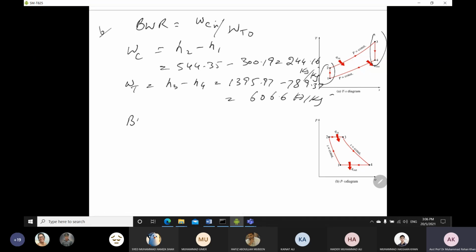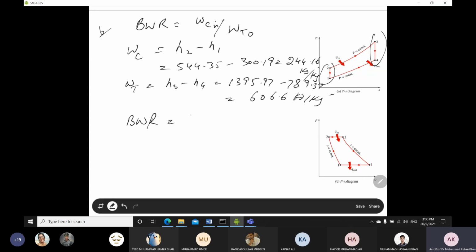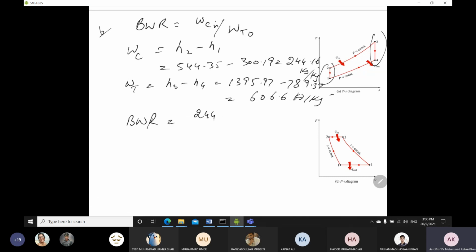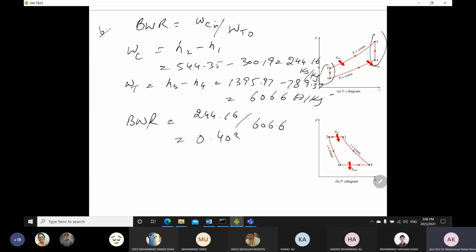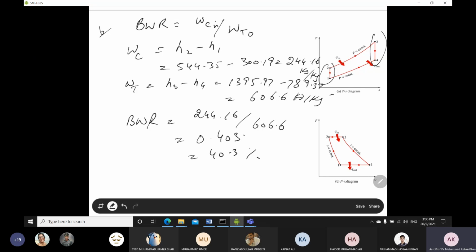Okay, so you can simply put the value in the back work ratio equation, which is WC divided by WT. So it will be 244.16 over 606.6. It comes out to be 0.403, or you can say 40.3% back work ratio. So it means that 40.3% of the turbine work output is used just to drive the compressor. Okay, so this is the meaning of your back work ratio.